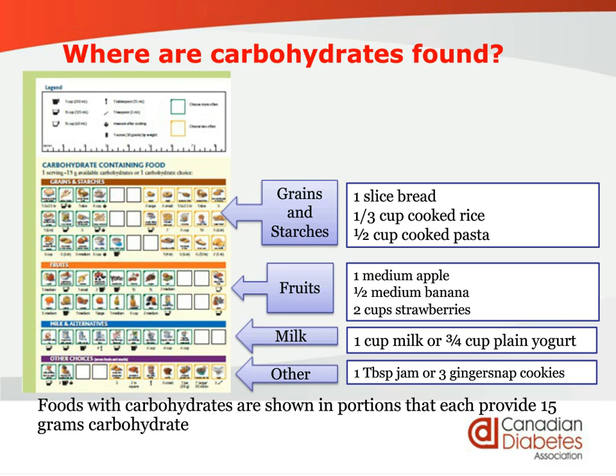When it comes to the fruits, 1 apple or half a banana or 2 cups of strawberries, those are all going to be one choice. So certainly if we're looking at the strawberries, we're getting a little bit more bang for our buck there because we're going to have 2 full cups of strawberries. When it comes to milks, it's going to be 1 cup of milk or a third of a cup of plain yogurt is going to be 15 grams of carbohydrates or one choice. And then the other, we've got things like a tablespoon of regular jam or 3 little cookies.